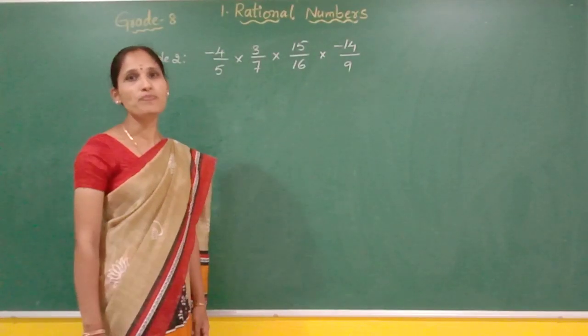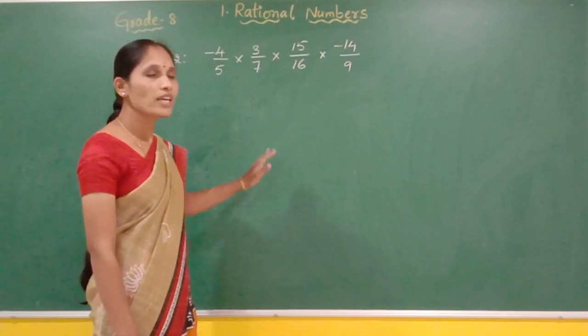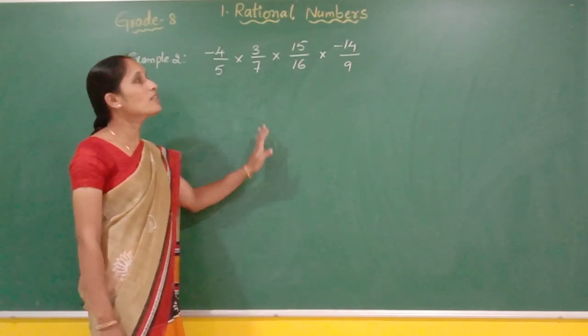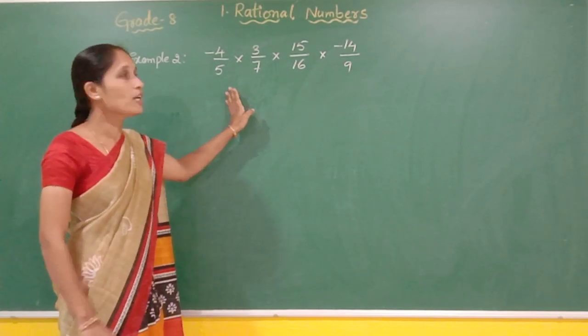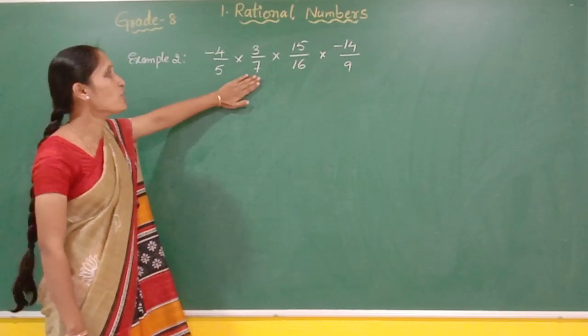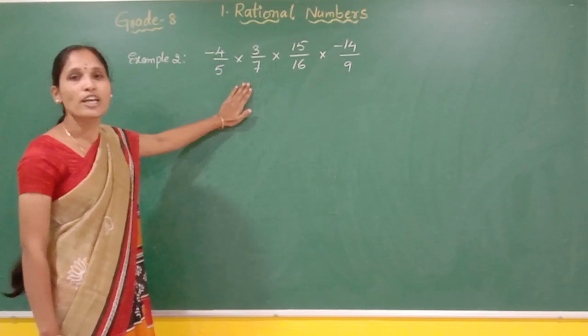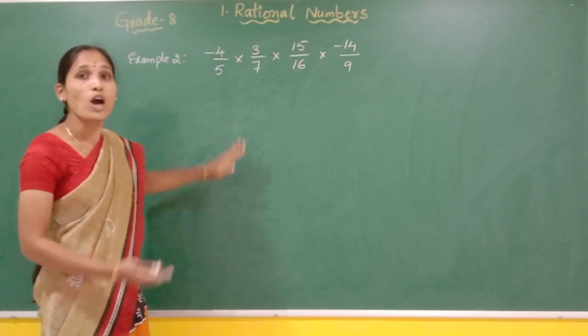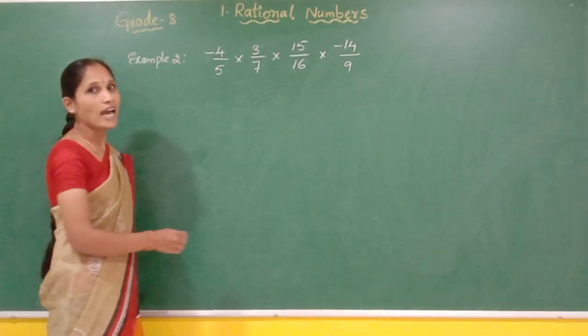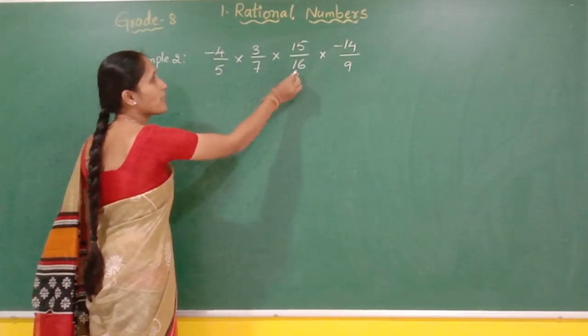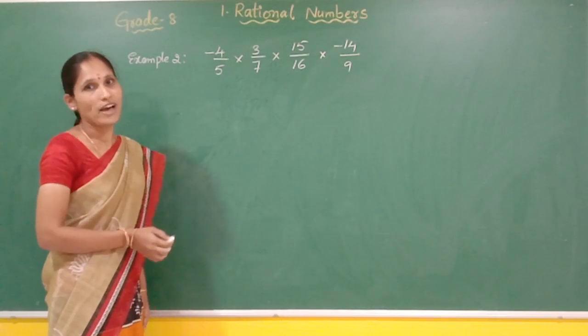In the previous problem, we observed that when we add two rational numbers, the denominators must be equal. The condition is that denominators must be equal. But in multiplication, denominators need not be equal. Then how to simplify? Yes, by cancellation. We can cancel numerator and denominator by finding any common factor.